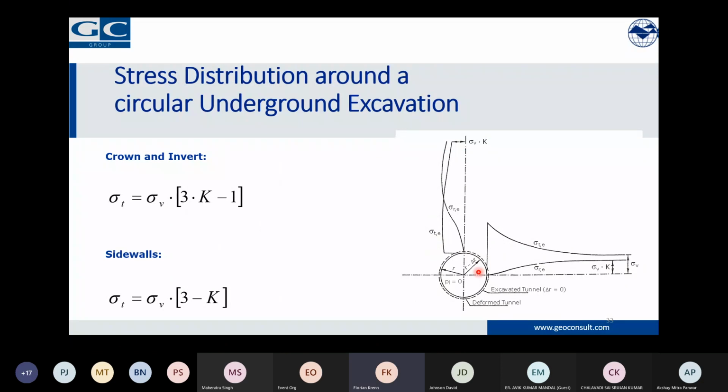And usually this would be, in the first approach, a circular excavation where we have, so to say, the excavated tunnel. Here it even shows the deformed tunnel after excavation. And this is, so to say, the tangential stresses which the sidewall and the crown are undergoing. Here the tangential stress is shown and the radial stress, which finally in the sidewall becomes the horizontal stress, and here the tangential stress is based upon the vertical stress, and then it increases.